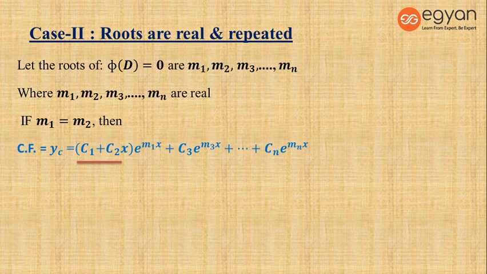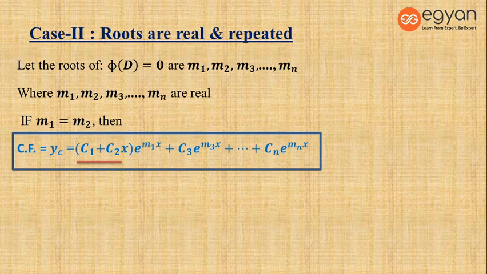Look at this here: c1 plus c2x for two roots, into e to the power that repeated root, e raised to m1x. We can write m2 also over there because m1 and m2 are equal. This is the solution yc when roots are real and repeated.